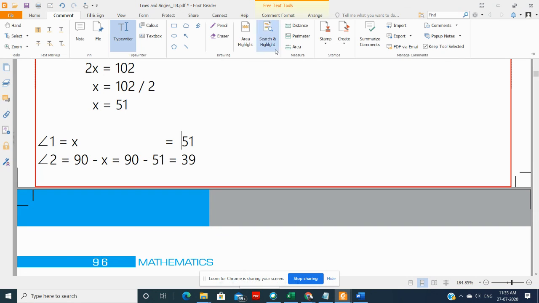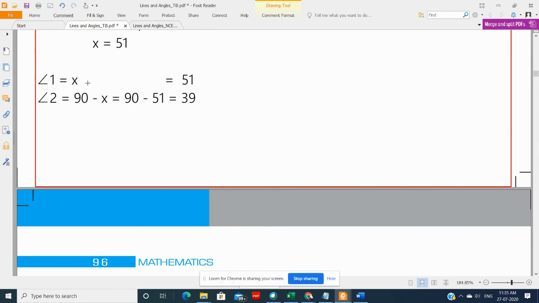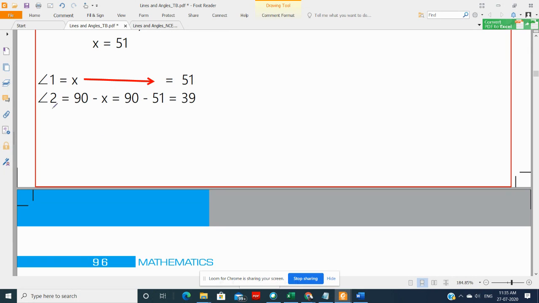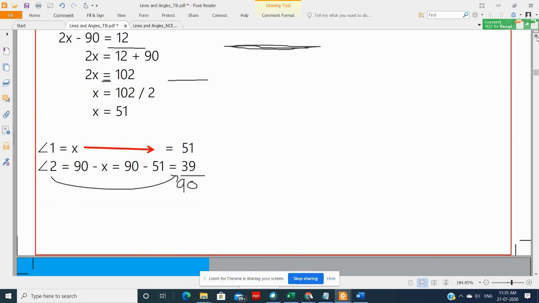This is your angle 1, 51, and this is your angle 2, 39. If you add them, you will get 90. This means your answer is correct. Your angle 1 and angle 2 both sum up to 90. So this is how you do these kinds of sums.